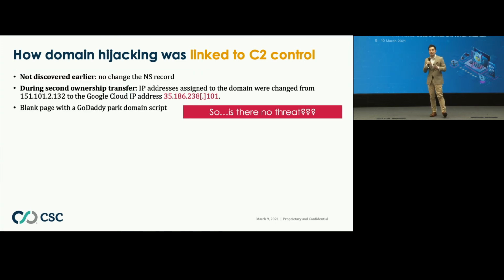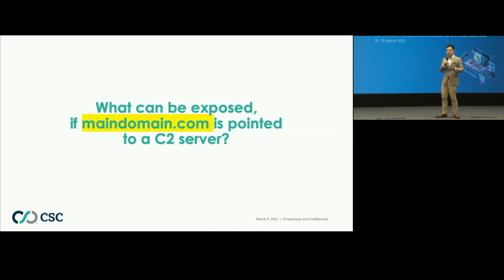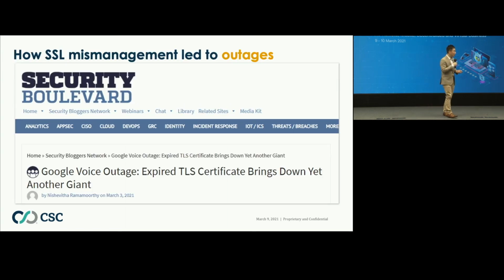Why was it detected so late? It's because they didn't change the name server records, and the domain name was transferred to a parking page. But when you look into it, when they changed the IP address, you discover that this IP address is ultimately linked to a C2 server. So the question you may ask is: what is exposed if your main domain.com is pointed to a C2 server? How much damage can be done?